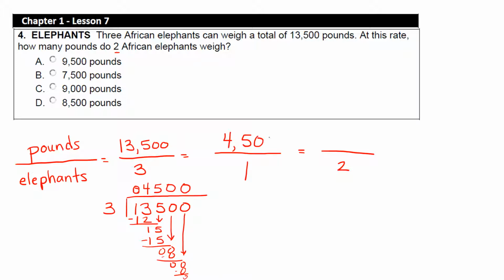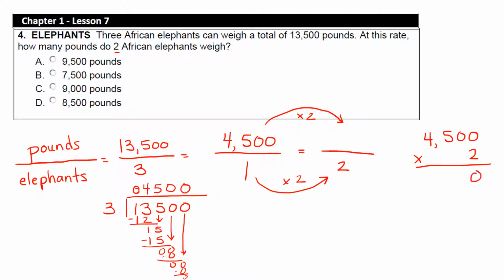4,500 pounds. Now we can figure out how many two elephants weigh by multiplying by two. So you have 4,500 times two. Two times zero is zero. Two times zero is zero. Two times five is 10, carry the one. Two times four is eight, plus one is nine. So we have 9,000 pounds. Two elephants weigh 9,000 pounds, and that is answer choice C.